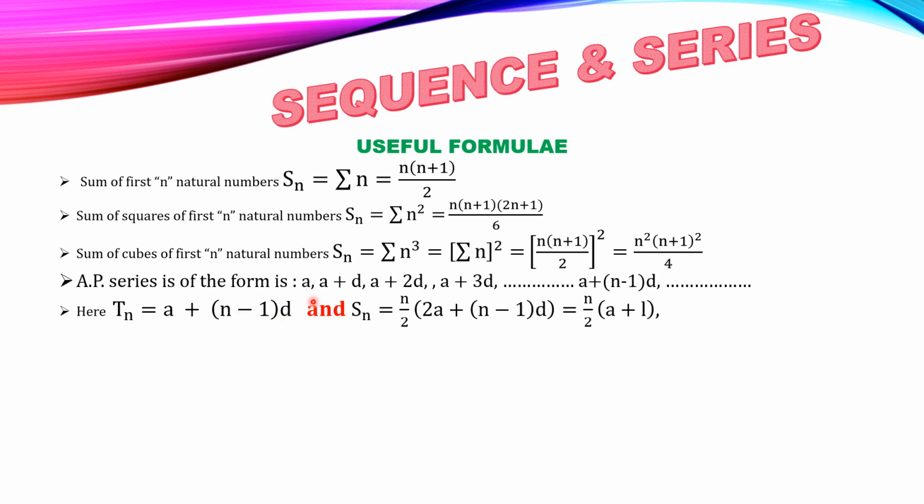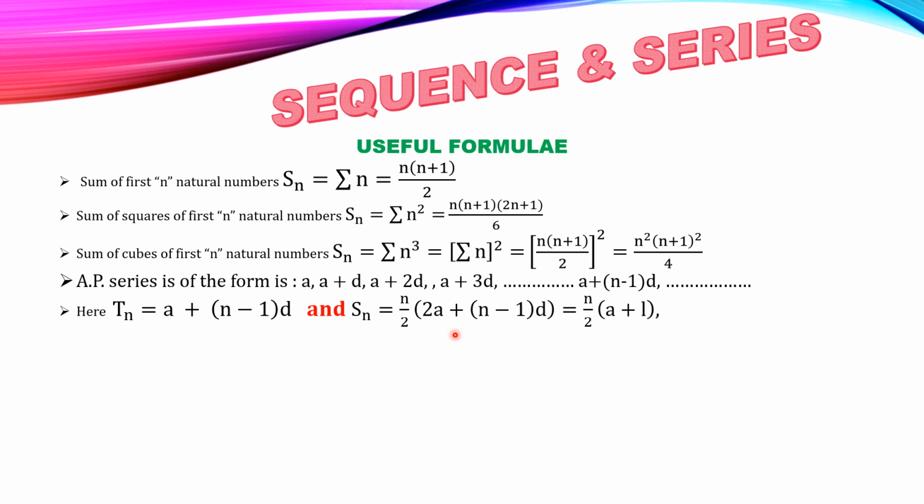Here d means common difference, a means first term, and sum of n terms is n by 2 into 2a plus n minus 1 into d. So here 2a will be written as a plus a, and we write the second term a plus n minus 1 into d, which is the nth term of the arithmetic progression. Here the nth term is denoted by L. Now the other formula is n by 2 into a plus L.